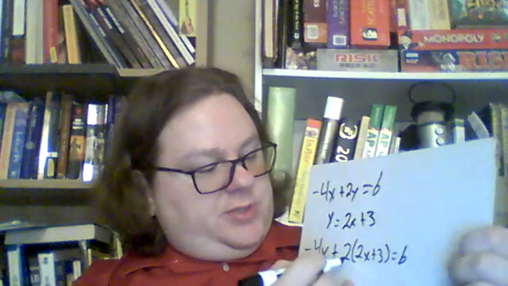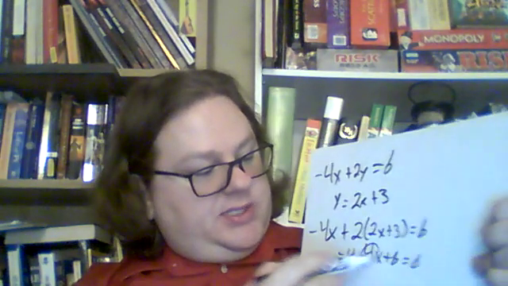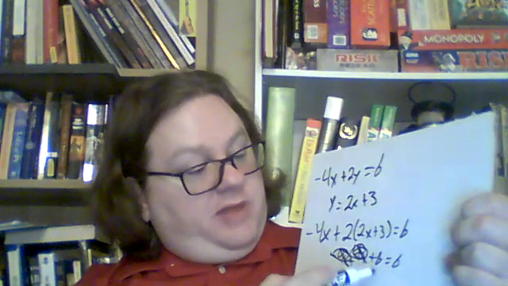So now I'm going to go 2 times 2x is 4x. 2 times 3 is 6. Equals 6. Drop this negative 4x down. Looks like we got another problem where these x's are going to cancel out. Negative 4x plus 4x equals 0. So those go away, and we're left with 6 equals 6.